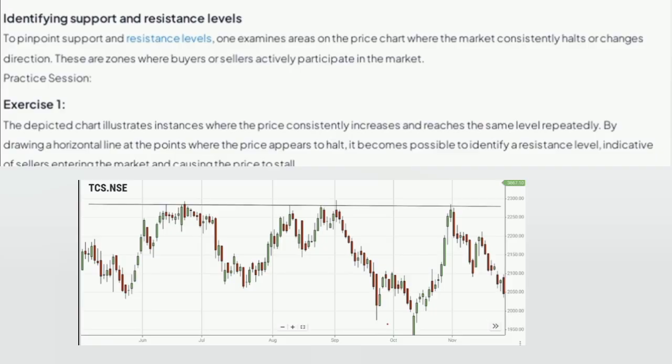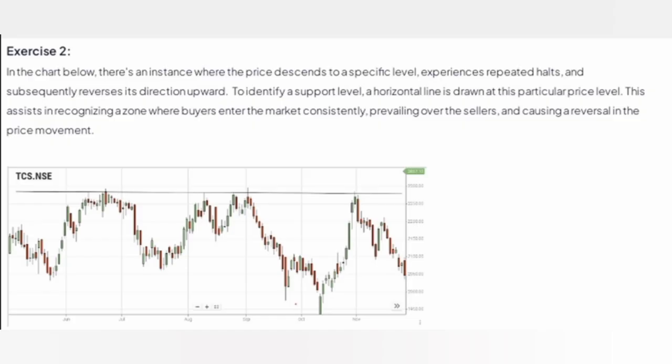Practice session. Exercise 1. The depicted chart illustrates instances where the price consistently increases and reaches the same level repeatedly. By drawing a horizontal line at the points where the price appears to halt, it becomes possible to identify a resistance level, indicative of sellers entering the market and causing the price to stall. Resistance levels. Exercise 2.